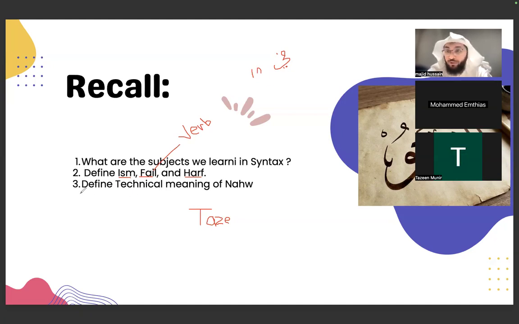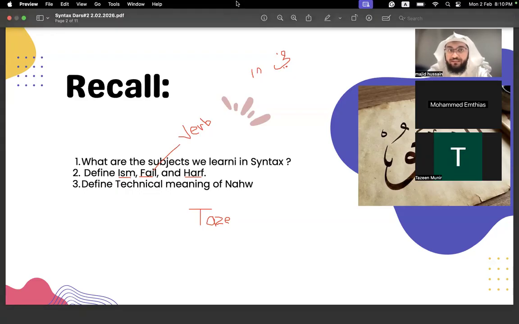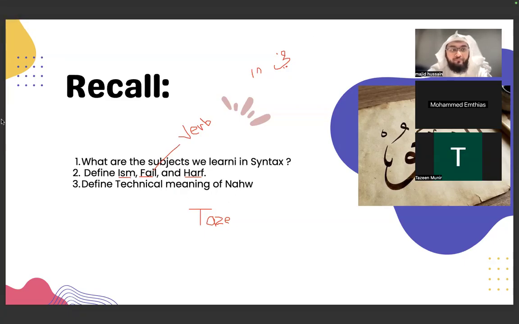Then, what are we learning in Nahw? Let's recall that. That's very important because today's lesson is connected to it. What is Nahw? If I remember, it was the direction, the meaning, the diacritical point at the end of every letter. We study about that. Why does it change? Because that diacritical point that we're talking about actually defines the meaning of that particular word.